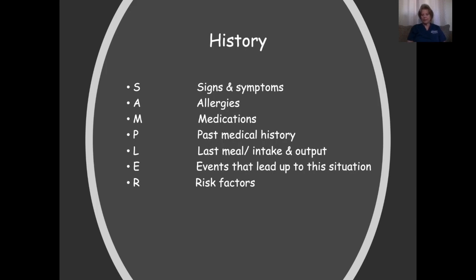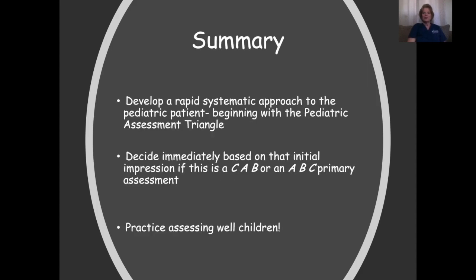So those kind of things would come up under risk factors and not necessarily under the SAMPLE history if you don't ask the R. So again, in summary, you have to develop a rapid, systematic approach to the pediatric patient who is in extremis. As you're approaching him, you need that pediatric assessment triangle, which is going to tell you what your primary hands-on assessment is going to be. Is this an ABC assessment or a CAB assessment? And you go down that pathway with your rapid reassessments as well.